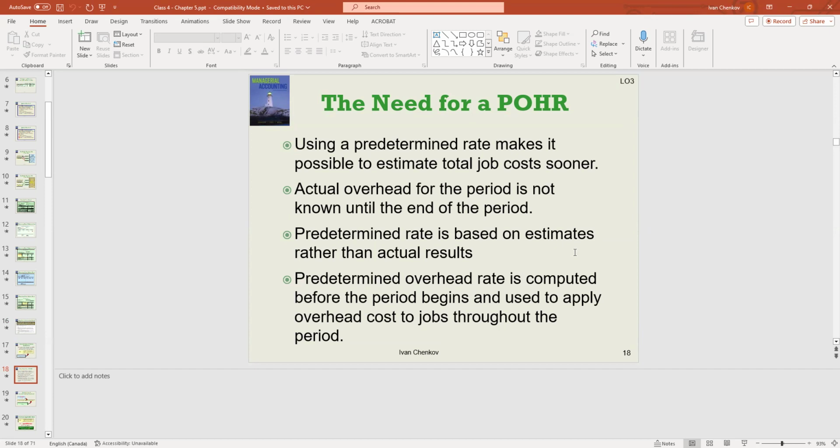For that reason, we have to calculate that predetermined overhead rate before the period starts. And once we apply that predetermined overhead rate before the period starts, we're not changing it during the entire period.